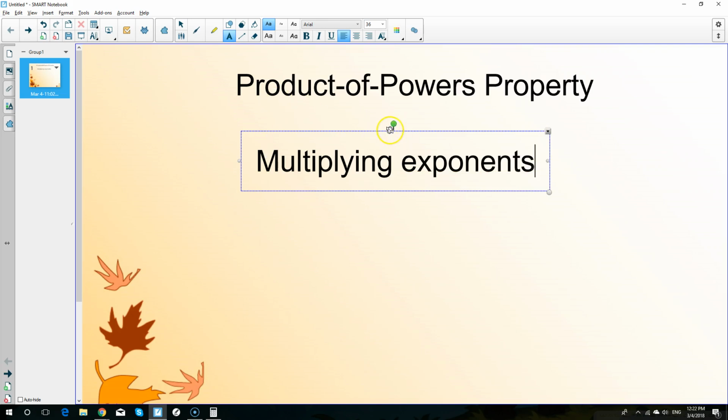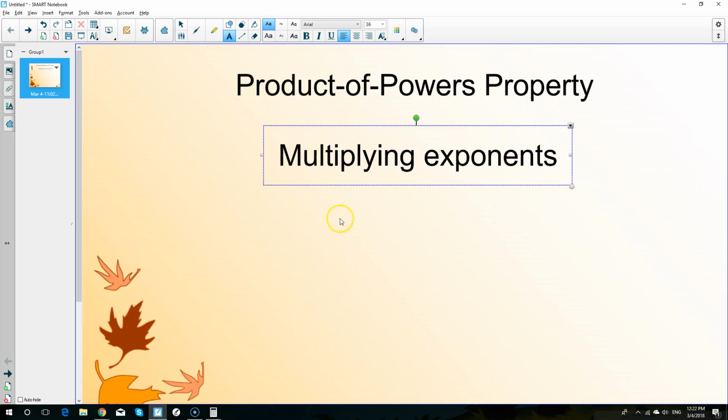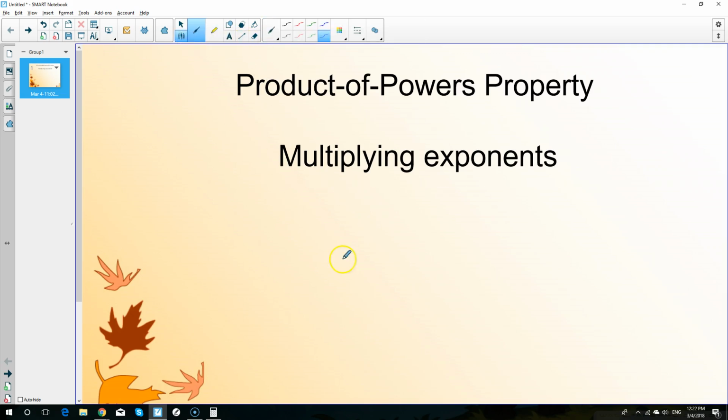Whichever way you look at it, we are going to multiply things together. The first thing we want to cover is a very simple example. Say I have 4 to the power of 2, and I want to multiply it by 4 to the power of 3. So we are trying to find the product of the powers.